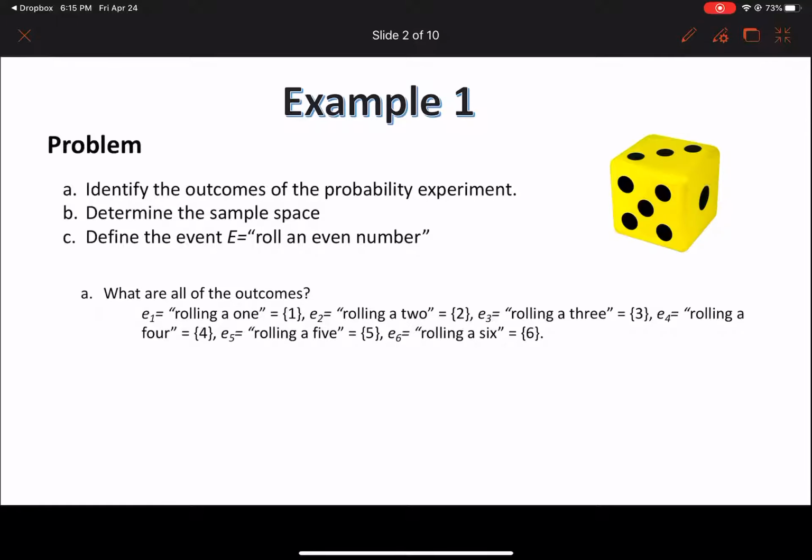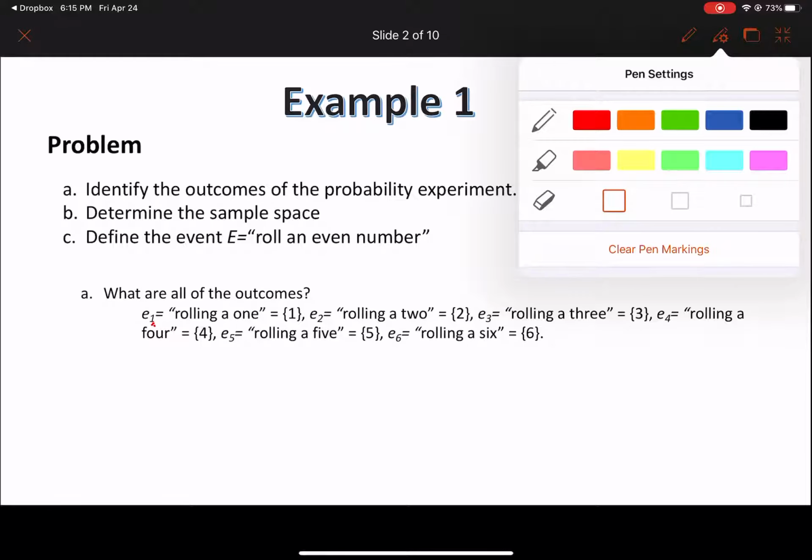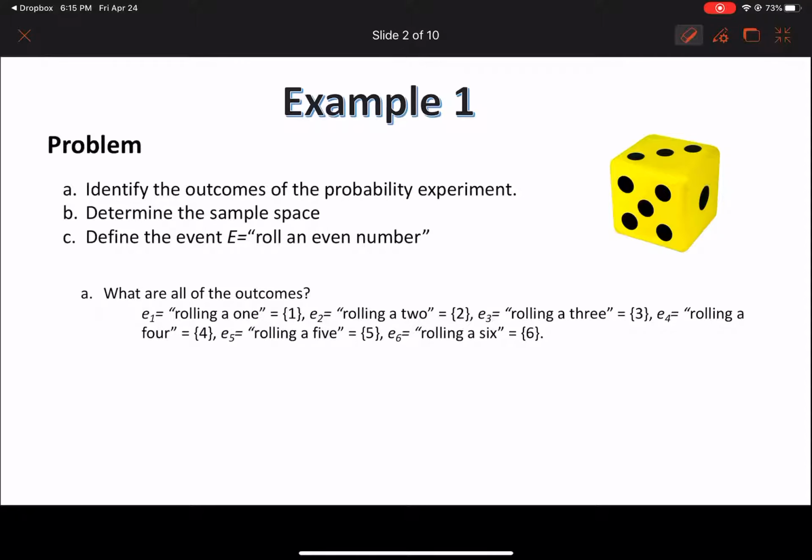So we have a lowercase e with a sub number: E sub 1, E sub 2, E sub 3. This is just listing individually all the different outcomes. I'm not going to ask you to list them like that. I'm perfectly fine with you just giving me a list with commas between them. So if I asked you for the outcomes, I'm perfectly fine with you just saying rolling 1, 2, 3, 4, 5, or 6. And I would not ask you to list all of the outcomes of a deck of cards. That would be terrible.